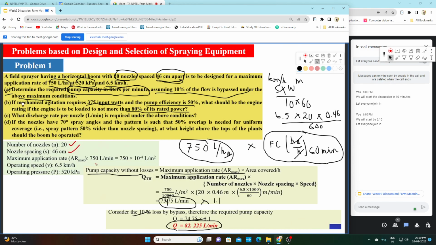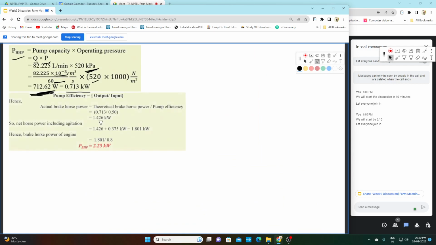What extra information is given? If the mechanical agitation requires 375 input watt and the pump efficiency is 50%, what should be the engine rating if the engine is to be loaded not more than 80% of the rated power? So we have three things. One is the mechanical agitation power, that is 375 input watt. Second is pump efficiency. Third is we have to operate this pump at 80% rated power. We have to take care of all these three things.